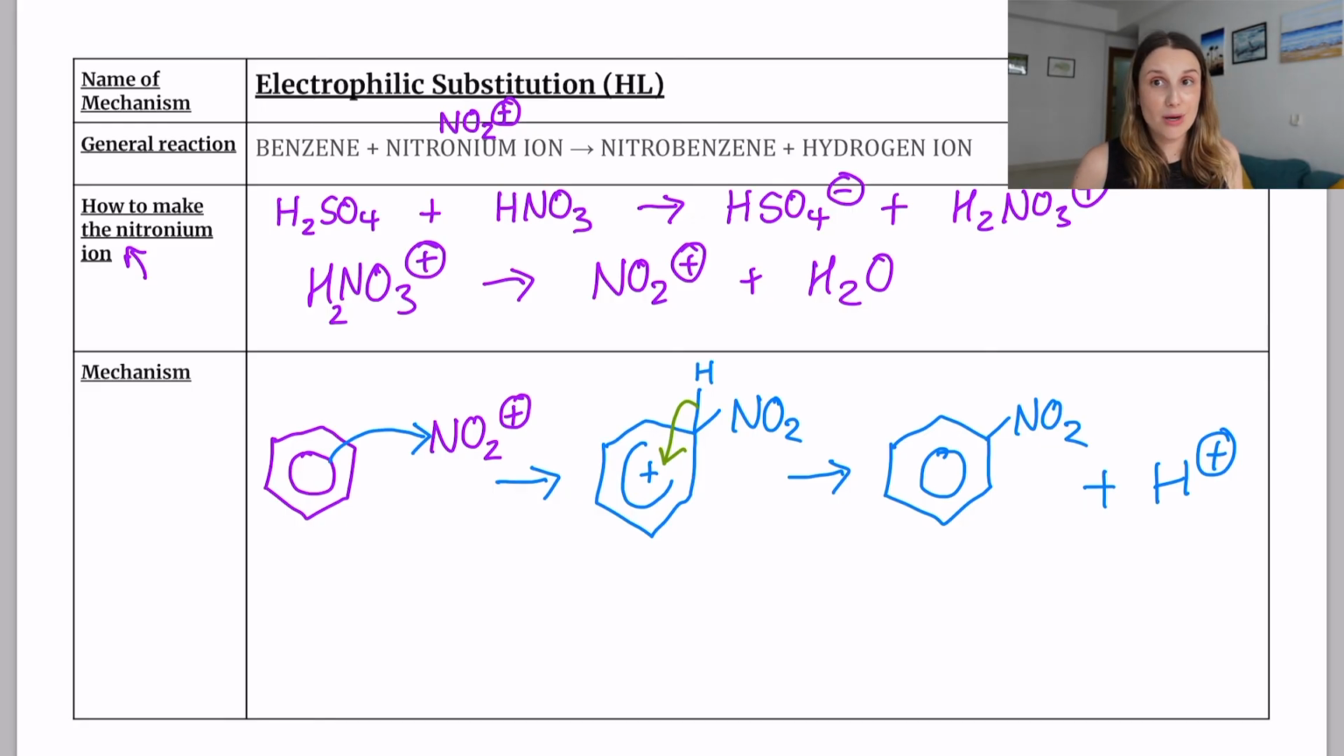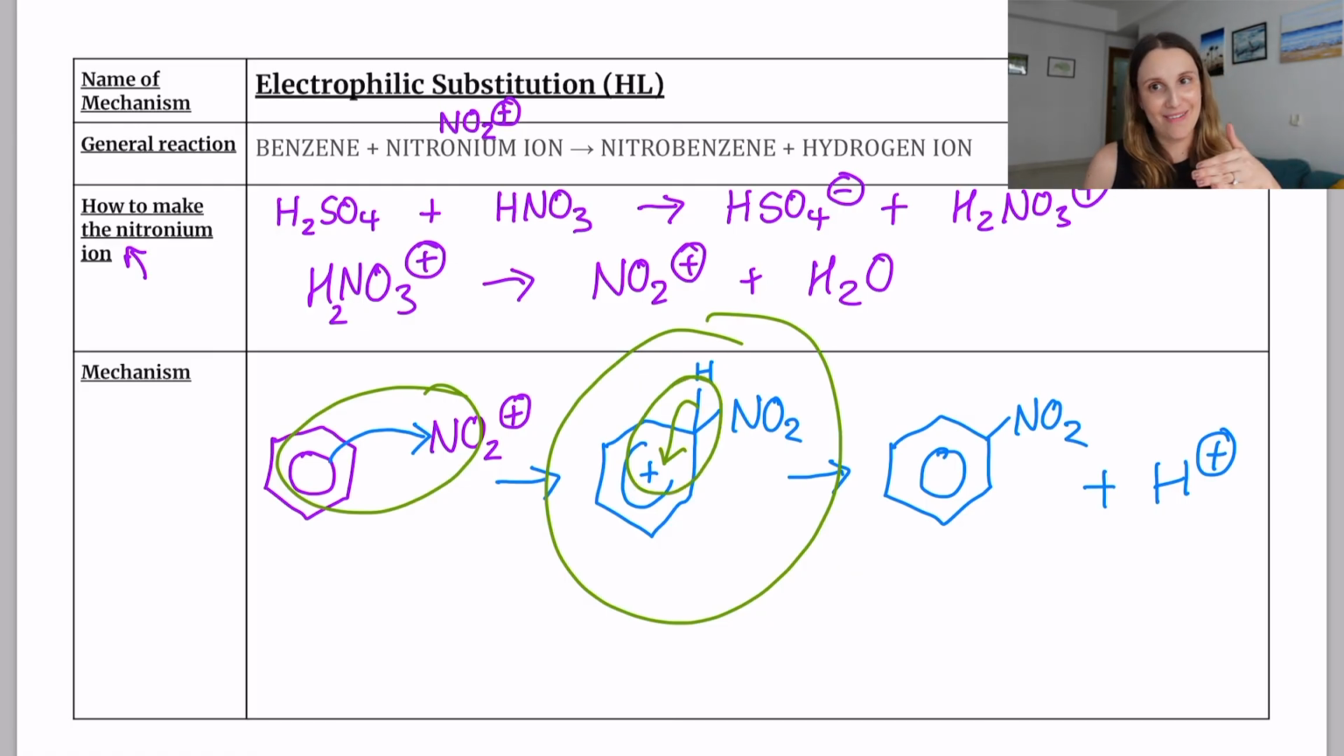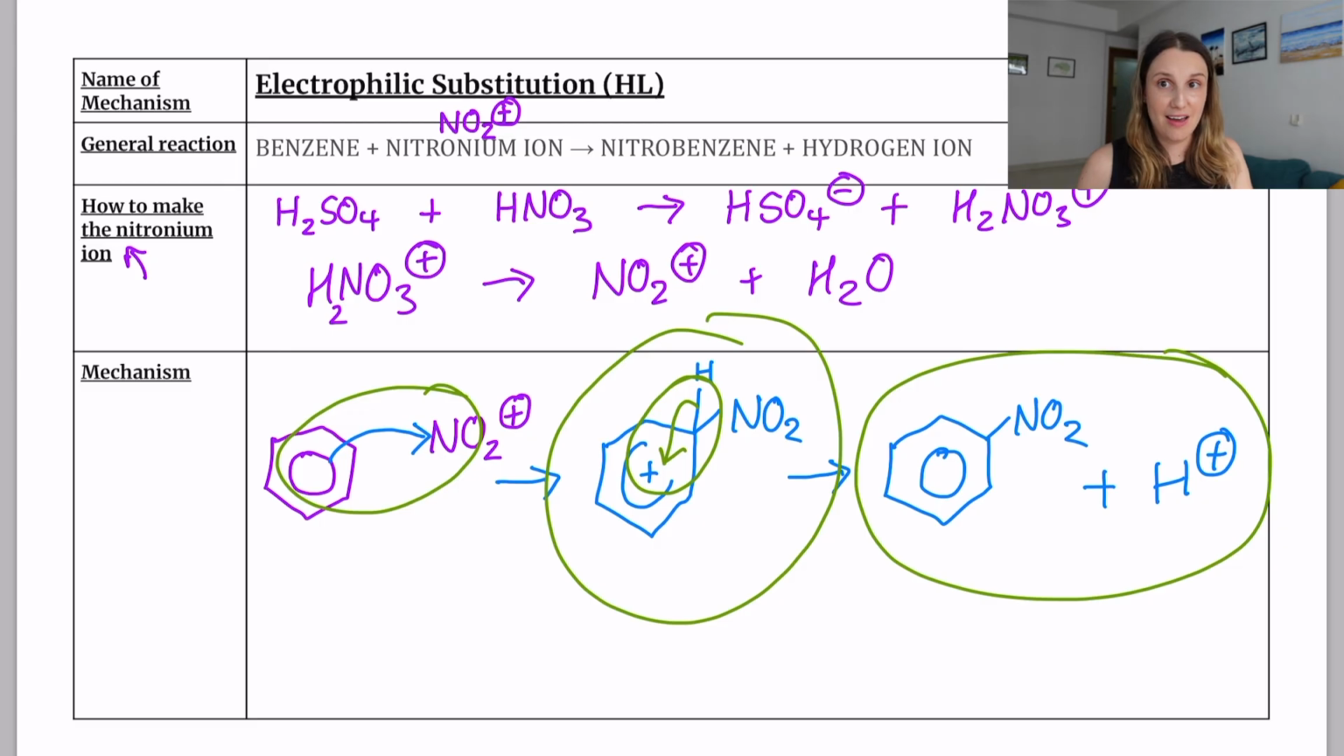So if you're getting marks for this, you're getting 1 mark for this first arrow here, 1 mark for this structure, 1 mark for the second arrow, and then 1 mark for the final products, not forgetting that H+ ion as a product. That is all for this video and the organic mechanisms in IB chemistry.